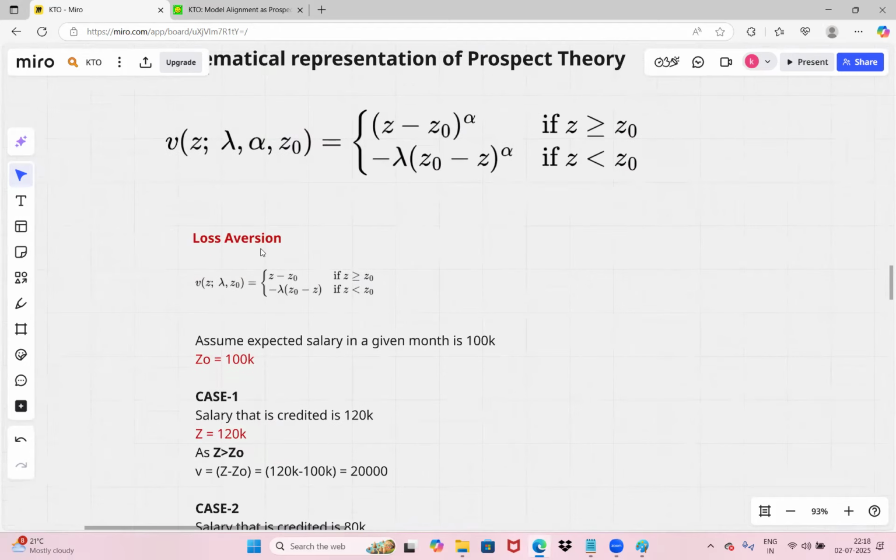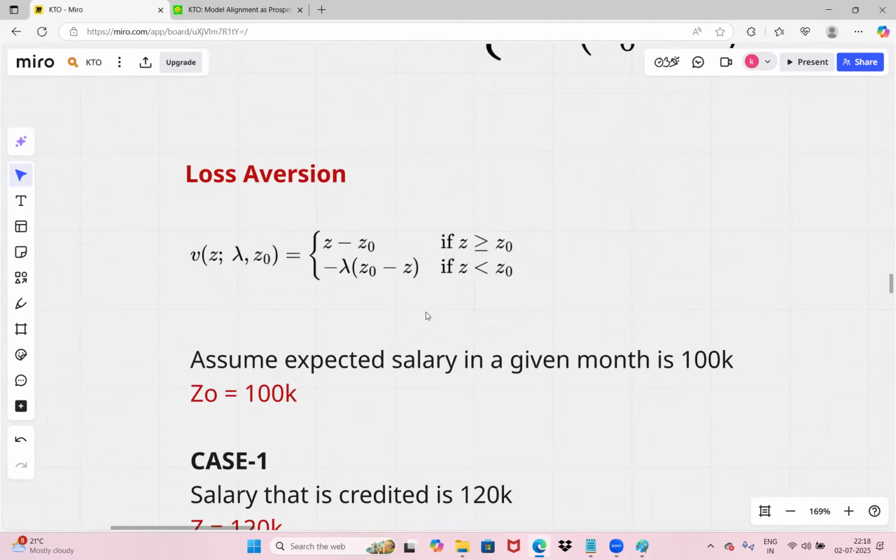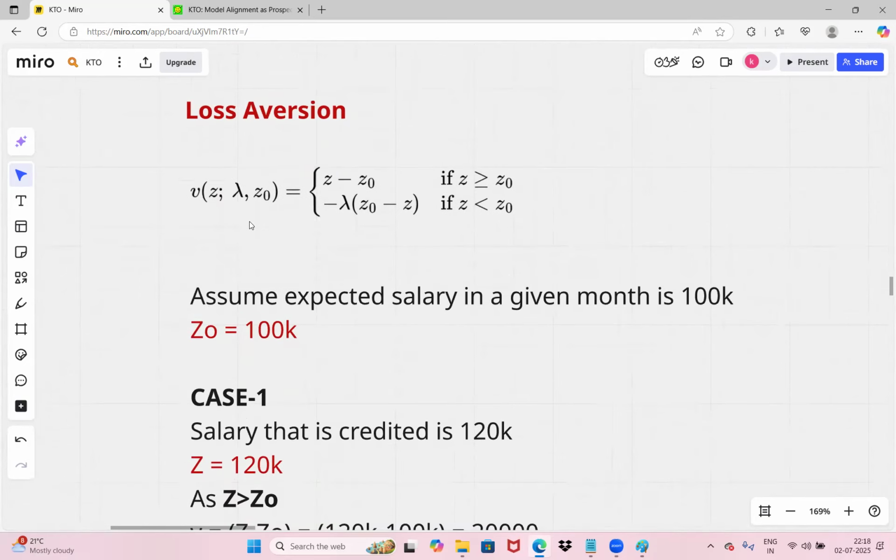Now let's consider only loss aversion. This is how the equation looks if you remove diminishing sensitivity. How do you read this equation? V is the value of human experience. If the value of the experience is positive, then V will be positive. If the experience is negative, then V will be negative. Now we'll see what Z and Z naught are. Let's assume in a given month we are expecting a salary of 100K. So Z naught equals 100K.